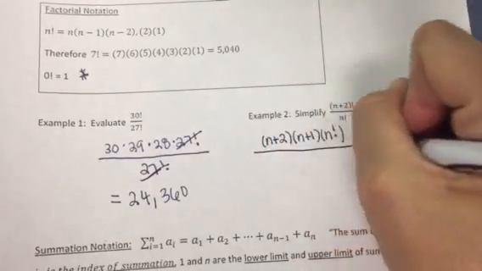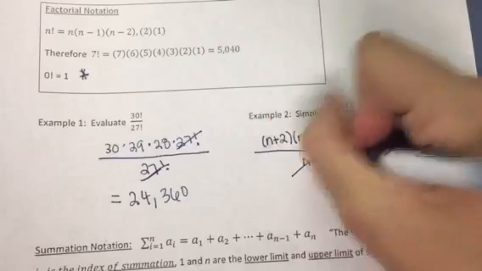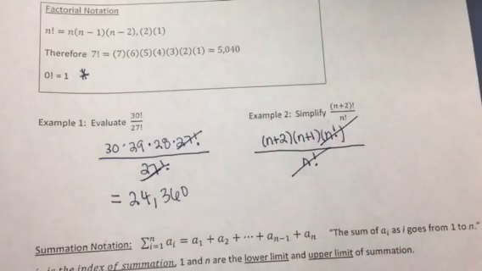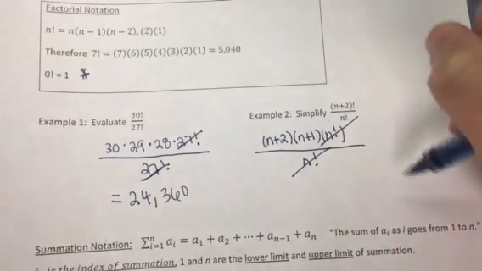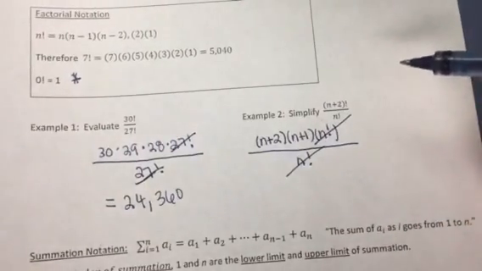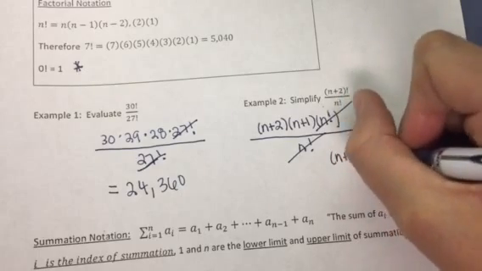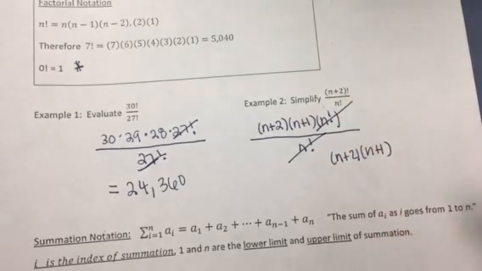So from there, if that's my numerator and n factorial is in my denominator, they're all factors, so cancel them out. I should say divide them out, because n factorial divided by n factorial is 1. So our final answer is just n plus 2 times n plus 1.